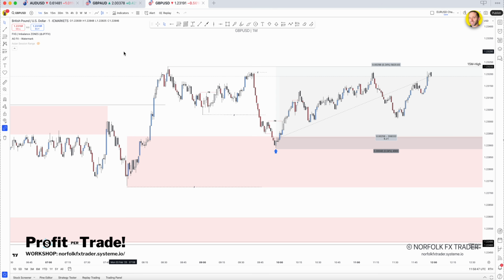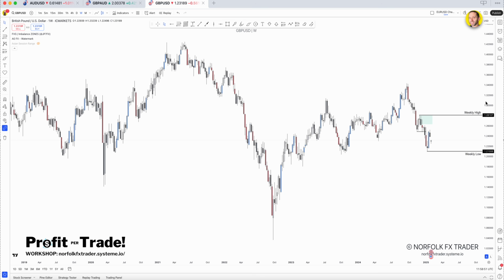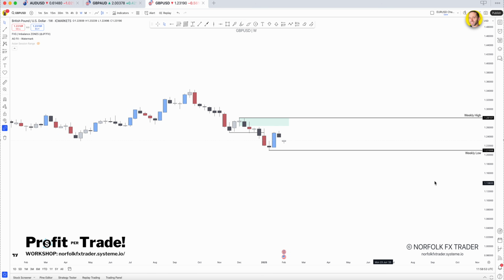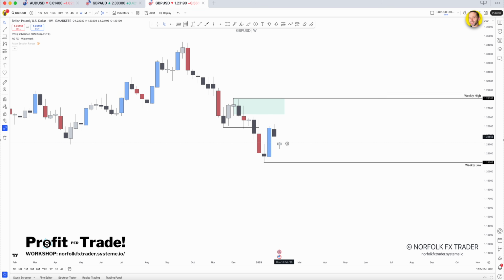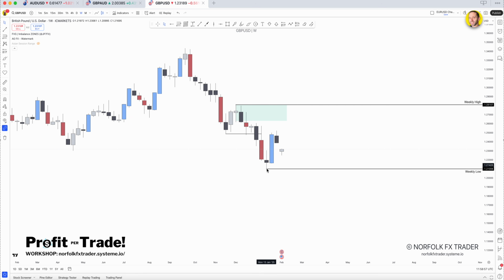We start off with a top-down analysis. In this case, we'll start off with a weekly time frame. And we understand here that the market has created this swing high to this swing low. That is my trading range. We have a break of structure to downside.